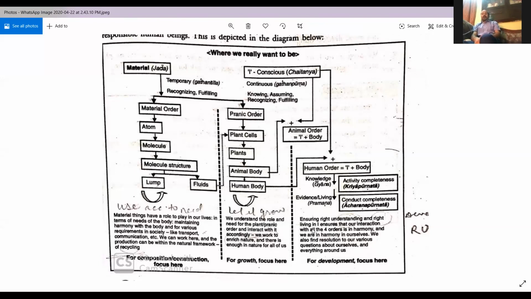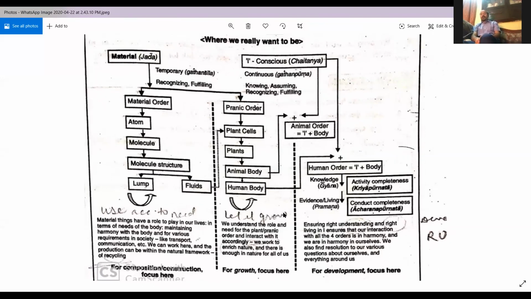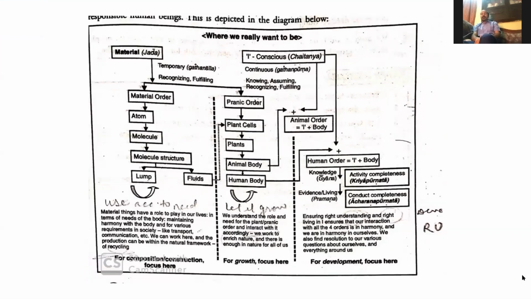There are some parts like the Jada and the Chaitanya. In this way, we can understand. I hope the image is not very clear, but when you zoom in, things can be much clearer. The Jada is the material order, and the Chaitanya is about the self. We are going to include the pranic order and the animal order over here. That is the second part. And the third part is the consciousness, the self, where the activities of knowing, assuming, recognizing, and fulfilling take place easily.